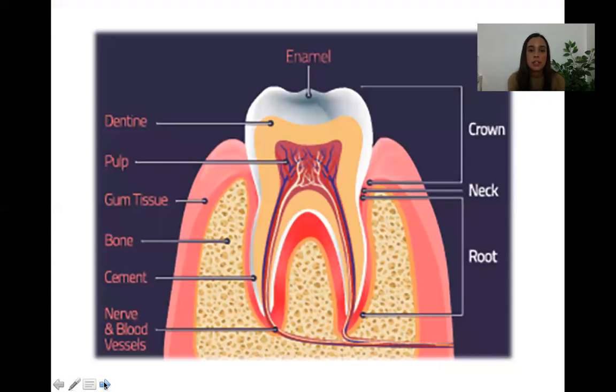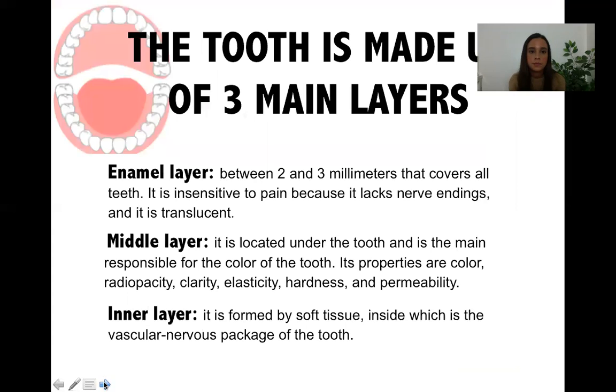Here you can see the layers of the teeth: enamel, dentin, pulp, gum tissue, bone, cement, nerve and blood vessels, crown, neck, and root. The tooth is made up of 3 main layers. The first one is the enamel layer, between 2 and 3 millimeters, that covers all teeth. It is insensitive to pain because it lacks nerve endings and it is translucent.